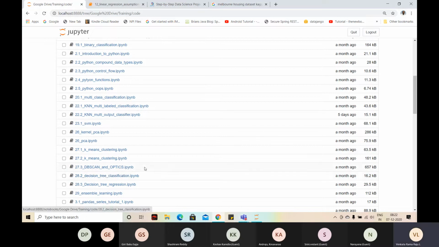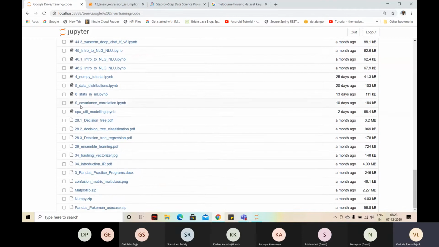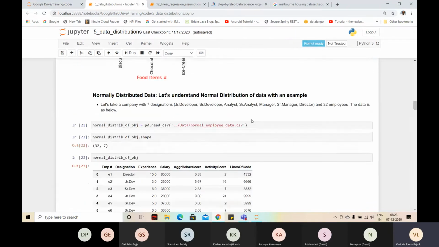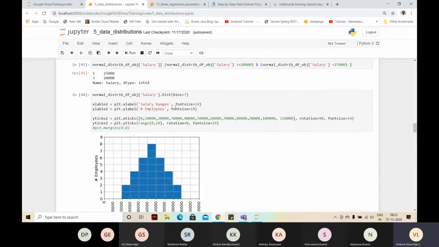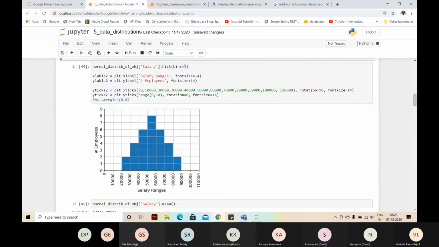Yeah, the salaries data I showed. Which class was it? I think it was data distributions. See this here? When I chose different bin sizes, I got a different kind of plot. Do you remember that?